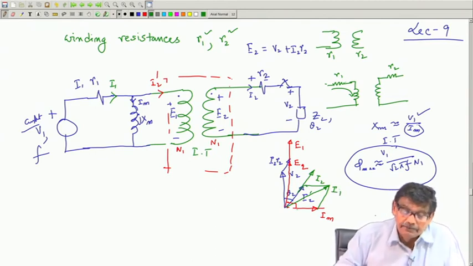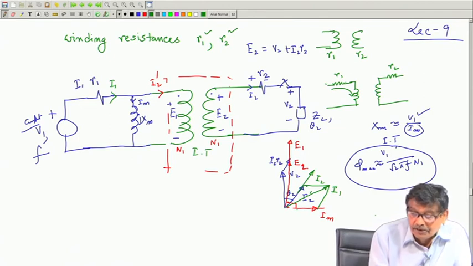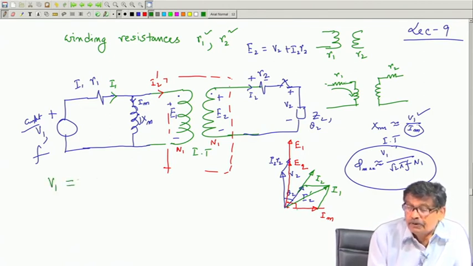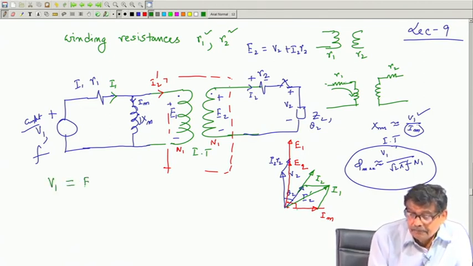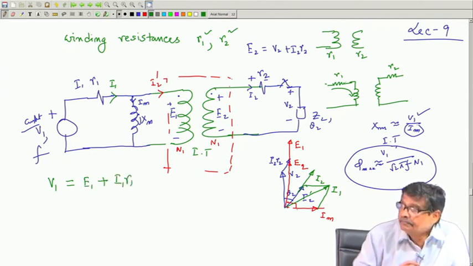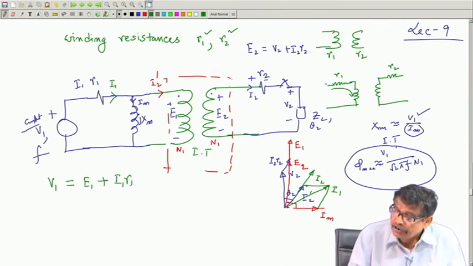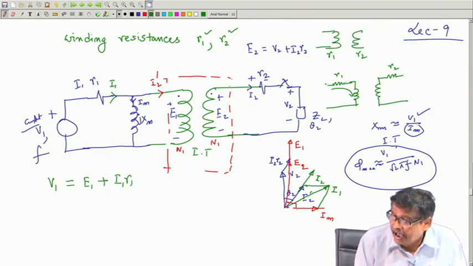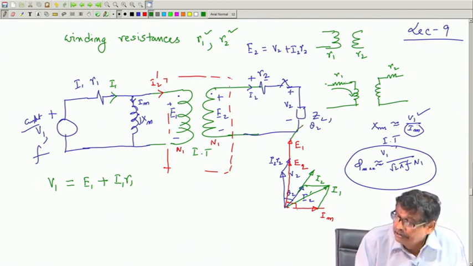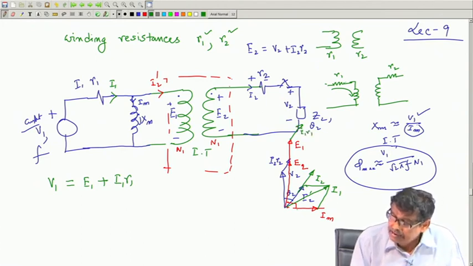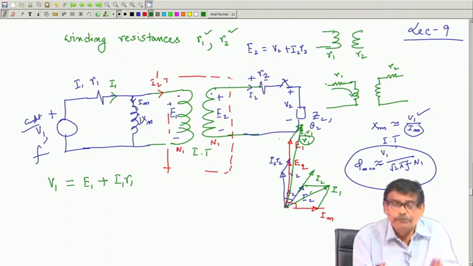and if this is I1, then I will say your V1 must be equal to E1 plus I1R1. So, E1 is known, to this add I1R1 parallel to this, and from this to this, then wherever you will end up, that will be your V1. I think you have got the idea.